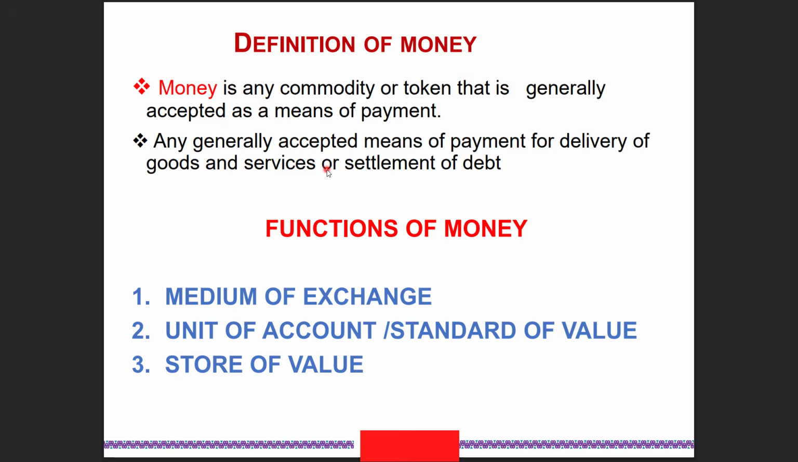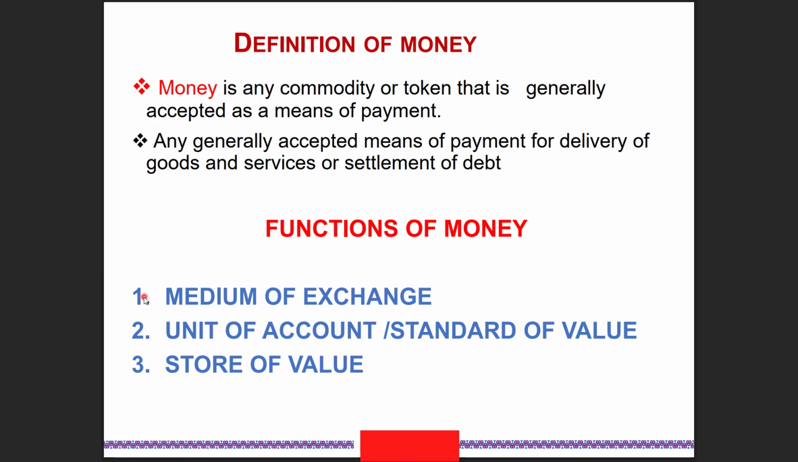The different functions of money. Money can be used as a medium of exchange, where you're using money to buy goods or services, right? This is what we do almost every time. If you have money, you go to the shop, you buy a good or service. That is using money as a medium of exchange, right?